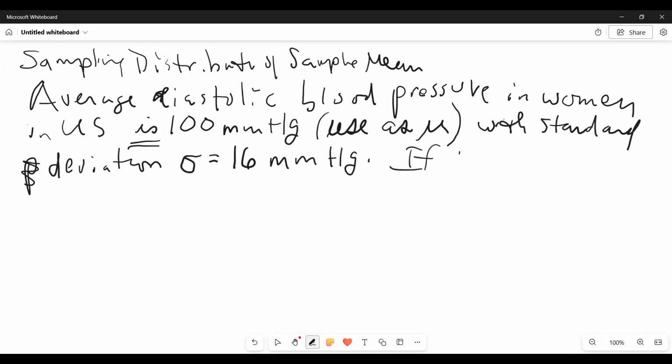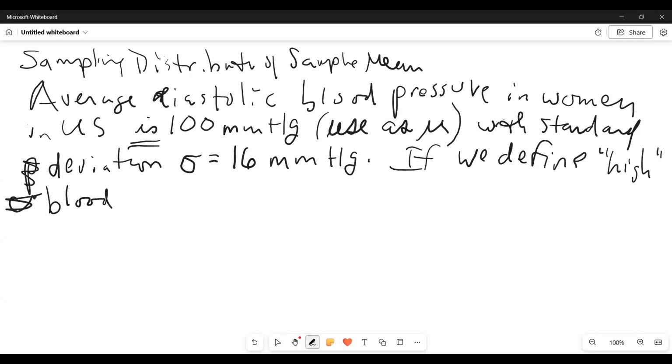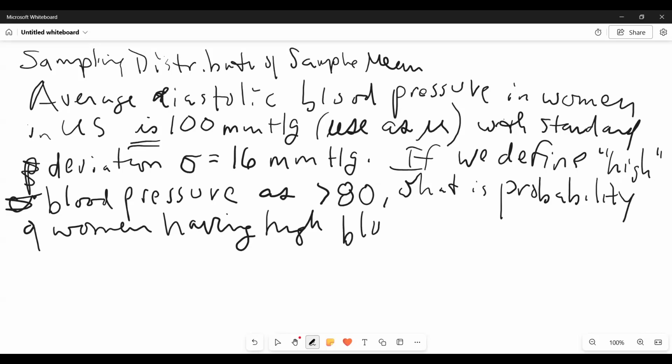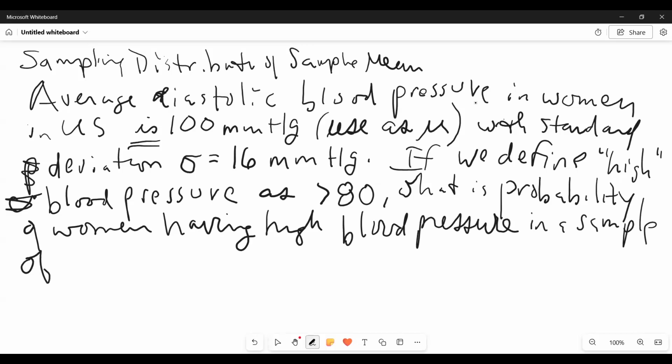If we define high blood pressure as greater than 80, what is the probability of women having high blood pressure in a sample of 250 women?